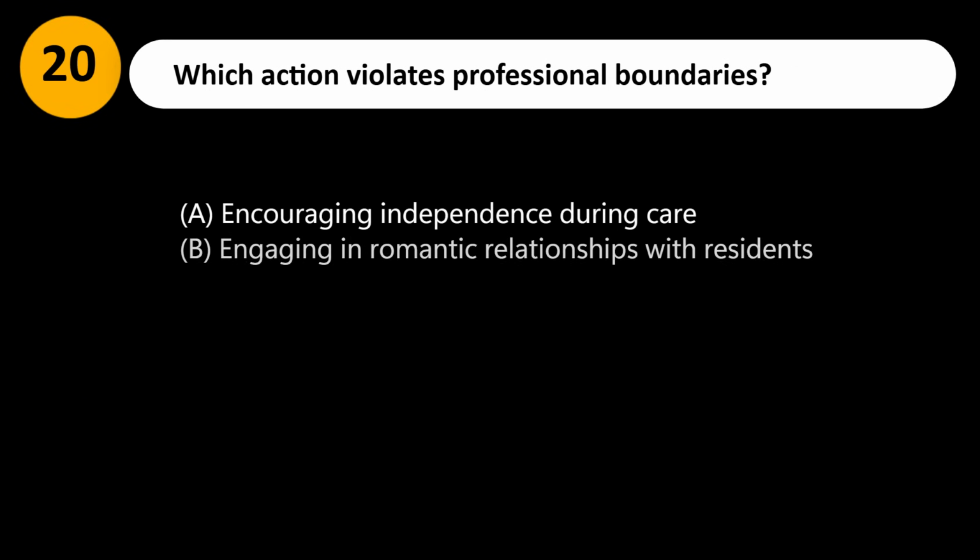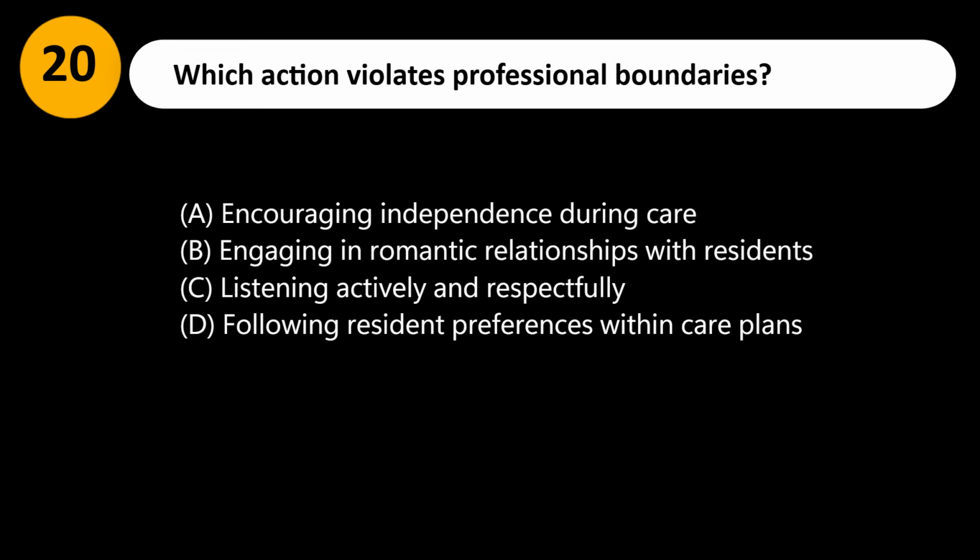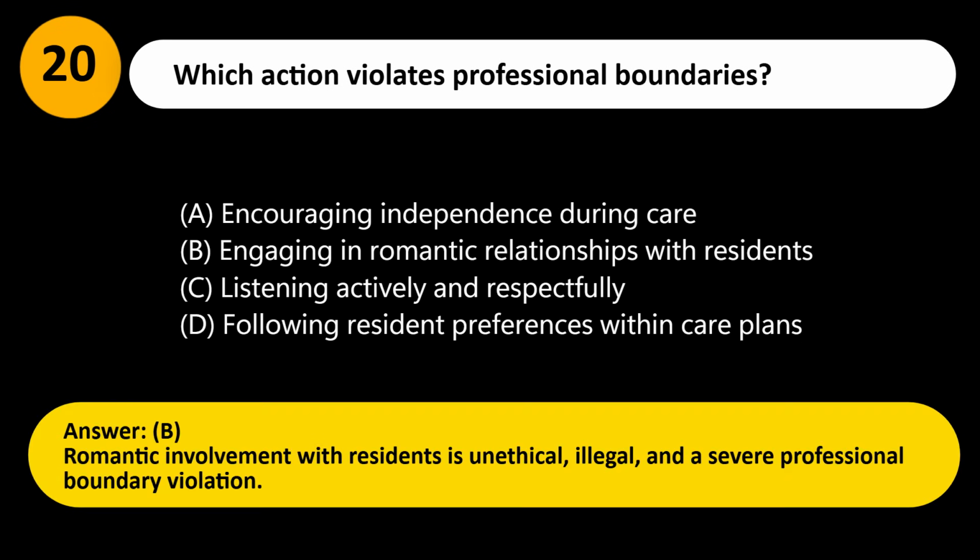Which action violates professional boundaries? A. Encouraging independence during care. B. Engaging in romantic relationships with residents. C. Listening actively and respectfully. D. Following resident preferences within care plans. Answer: B. Romantic involvement with residents is unethical, illegal, and a severe professional boundary violation.